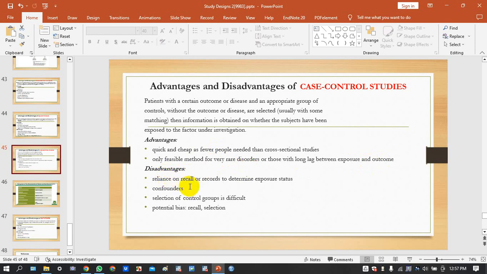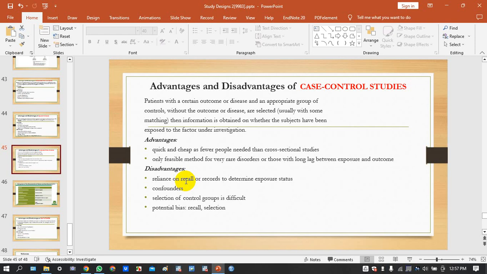A disadvantage of case control is that it relies on recall or records to determine exposure status. So you go and meet the cases, you ask them about their previous exposures. So that's the record. Do they remember what food they took last month or 3 months ago? They will tell you no. So this can end up biasing the study. It's a disadvantage if the cases can't even remember what happened to them.